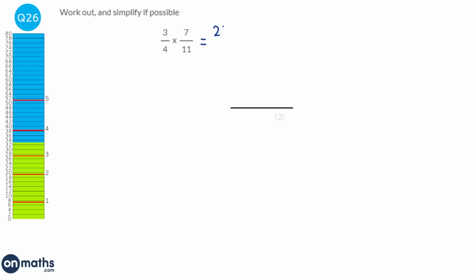3 times 7 is 21, and multiply the bottoms. 4 times 11 is 44. We see whether we can simplify this, but actually there's no number that goes into 21 and 44, so 21 over 44 is our answer.